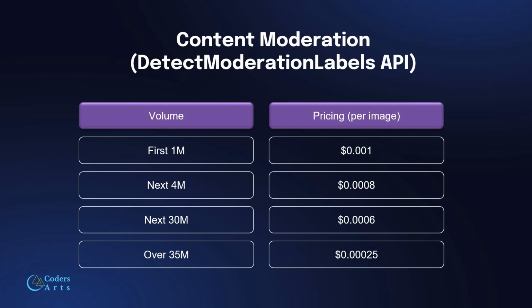In a month, for processing the first 1 million images, you are charged $0.001 per image. And for the subsequent 4 million images that you process in that same month, you will be charged $0.0008 per image. And as the volume keeps increasing, the pricing keeps going down, as you can see in the table on the screen.